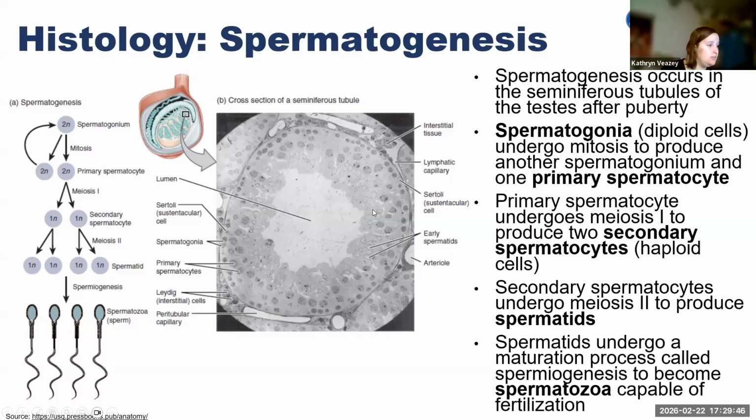You've got early spermatids, which are sort of round, pale, very close to the lumen. And then you have late spermatids, which are very, very dark and very, very close to the lumen. Those late spermatids are the ones that are going to undergo spermiogenesis to become a mature spermatozoan or spermatozoon. You can say either one.